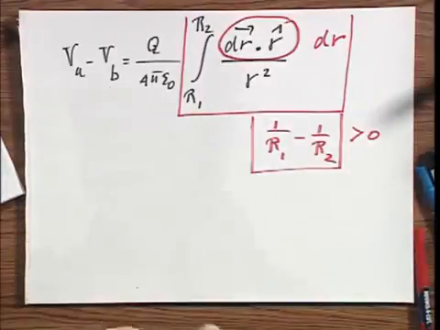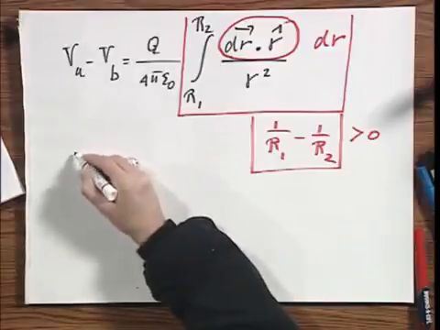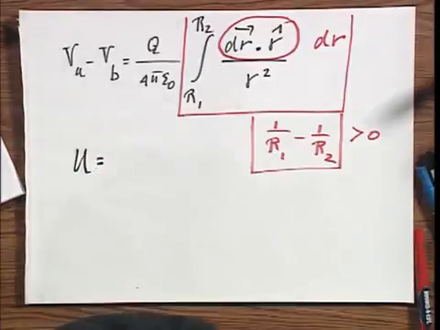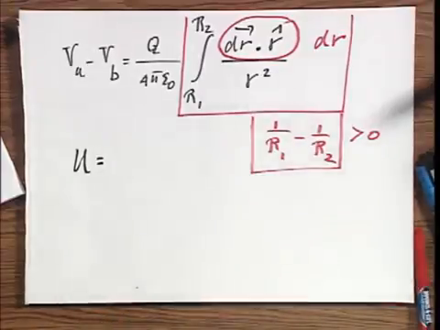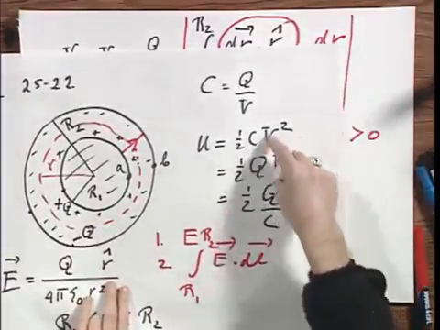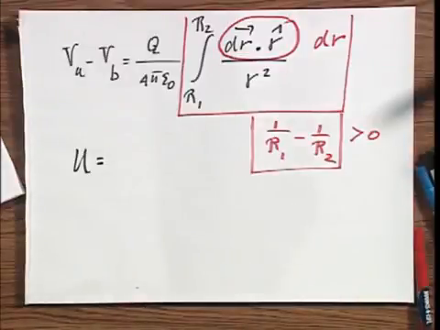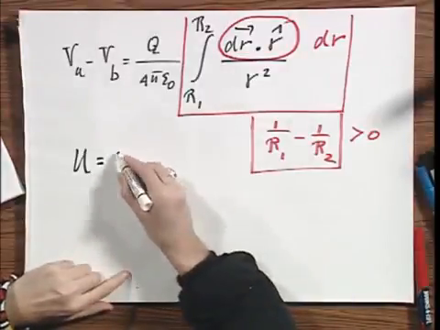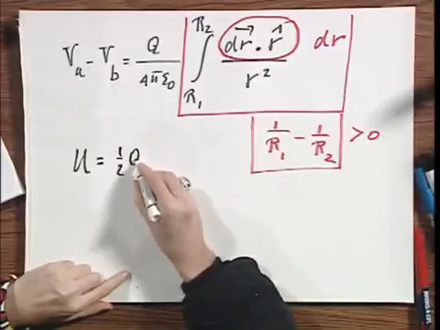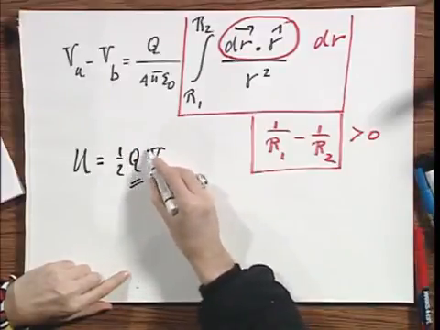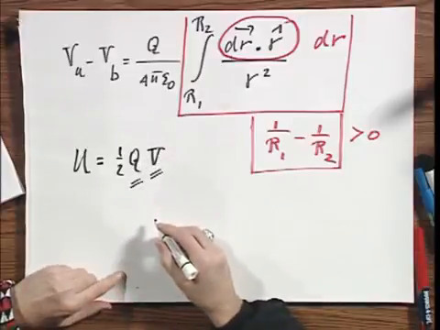What is the total energy of the system? Well, you can pick any one of these equations, any one of these three, I don't care which, you just pick the one that is most convenient. I would pick here 1/2 QV, because Q was given, V we just calculated, so you're in business.